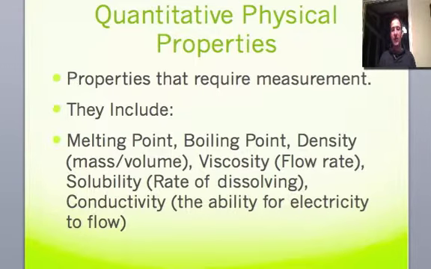Then we have density, and viscosity. Remember we talked about the rate of, say, syrup, molasses, cooking oil. The rate at which something flows is its viscosity. Solubility is how fast it will dissolve in water or in a solution to form a solution. And conductivity: will it conduct electricity or heat, will it allow that to flow?